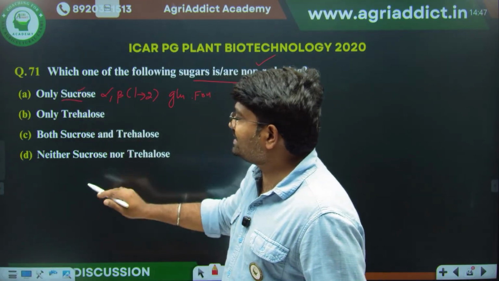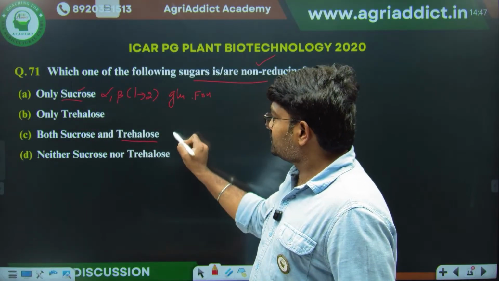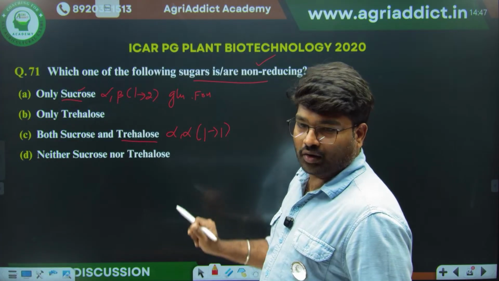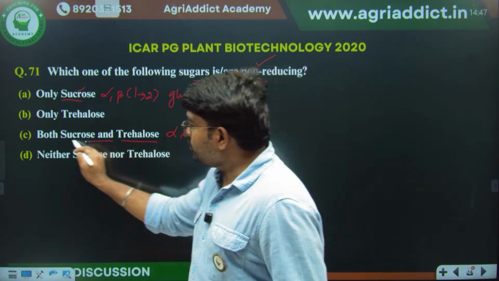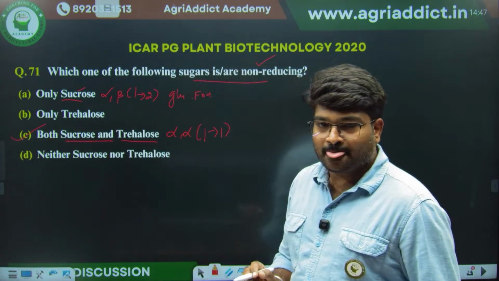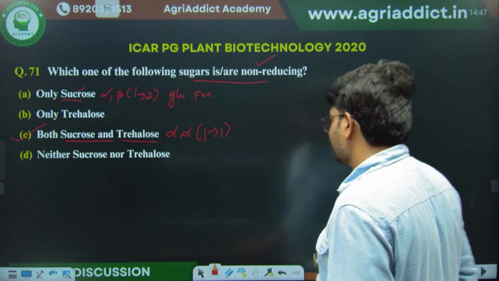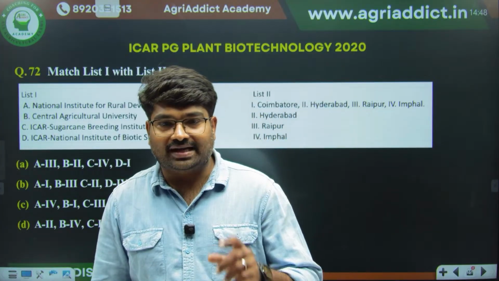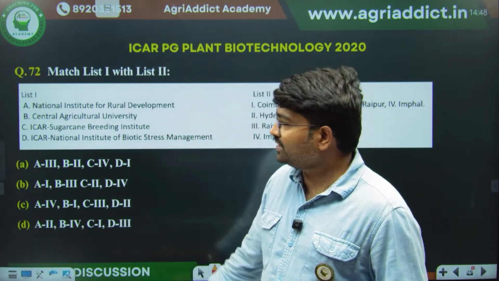So sucrose will come. In trehalose, glucose will be linked by alpha 1 to alpha 1 linkage. So both sucrose and trehalose are non-reducing sugars. Yes, both trehalose and sucrose are non-reducing in nature.